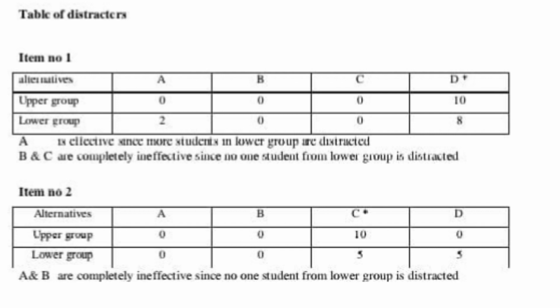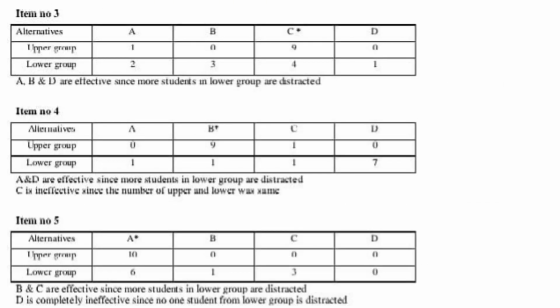A is effective since more students in the lower group are distracted. B and C are completely ineffective since no student from the lower group is distracted. Item number 2, A and B are completely ineffective since no student from the lower group is distracted. D is effective since it distracted more students in the lower group.